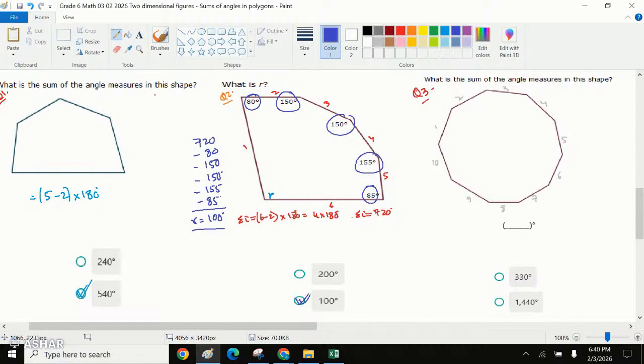Oh, very good. Since N was 10, we can write, agreed? I'll just show the working for those students who would later watch it. Interior would be 10 minus 2 into 180. That means 8 into 180. And we have done this question so many times. We know this is 1440.